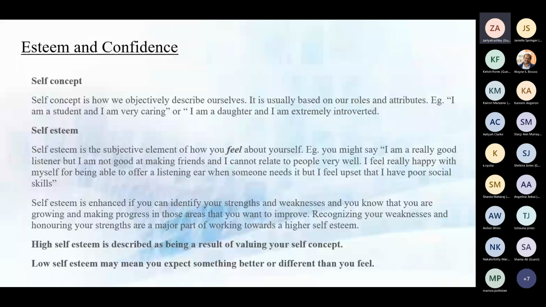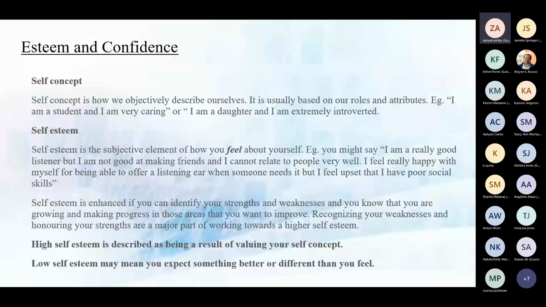Self-esteem is the subjective element of how you feel about yourself. So you might say, for example, I'm a really good listener, but I'm not good at making friends. I can't relate to people very well. You might feel really happy with yourself about being able to listen to others, but really upset or depressed or disappointed in yourself with having poor social skills. So your self-esteem is basically how you feel about yourself.